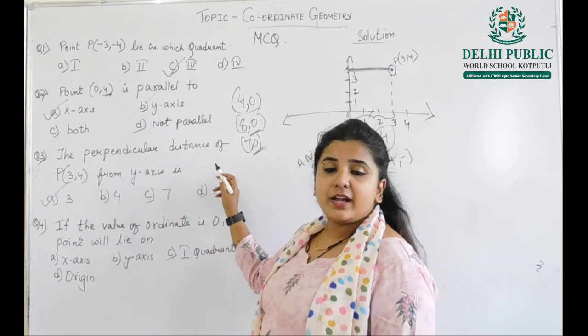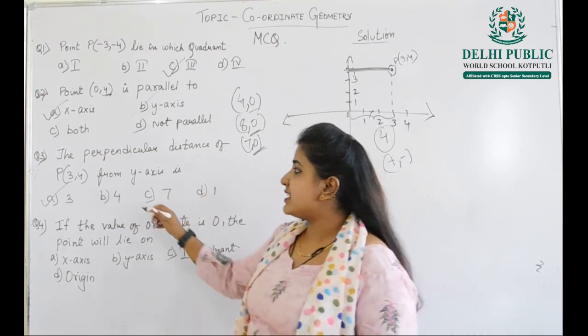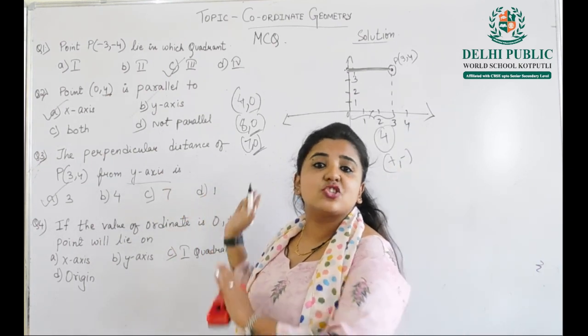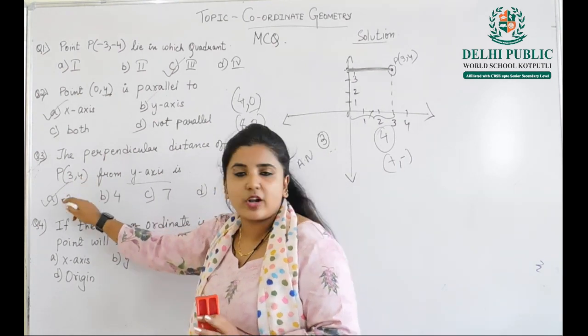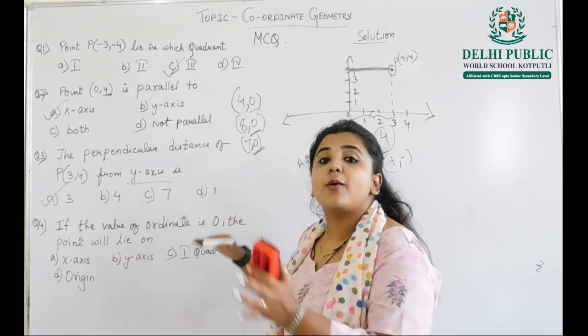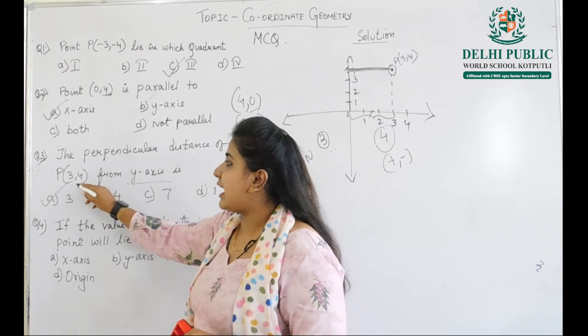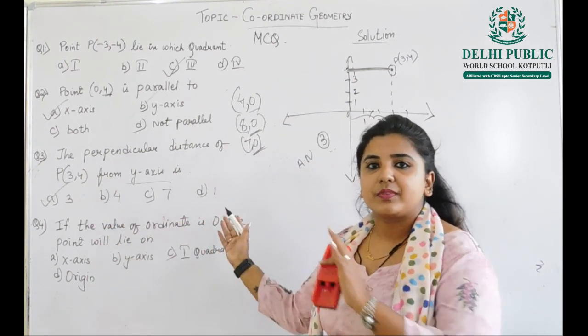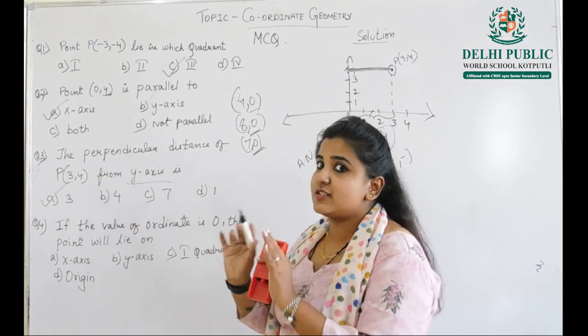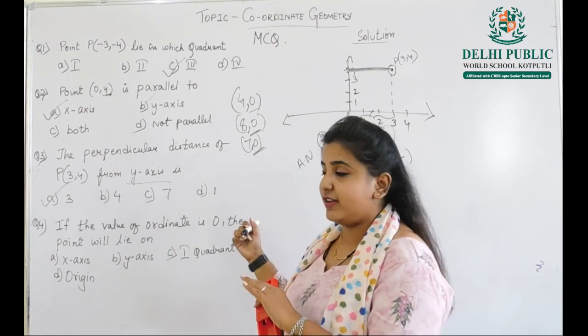The best way to find the perpendicular distance is the same way. If it is asked from the y-axis, straight away you can write down the x-axis coordinate value. If it is asked from the x-axis, you can straight away write down the y-axis value. It is just opposite to each other. It's very easy to understand and to solve.